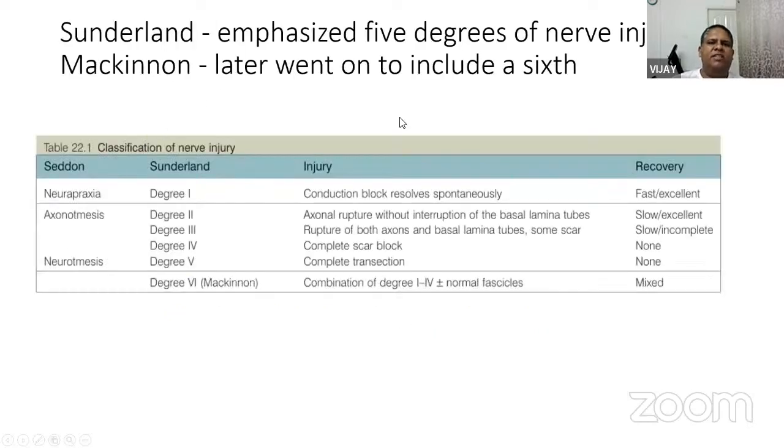Sunderland emphasized the 5 degrees of nerve injury, and Susan Mackinnon added a sixth one. So type 1 is the same in all: Seddon, Sunderland and Mackinnon, conduction block. In type 2, it is the axonal rupture without the interruption of the basal laminar tubes. In type 3, axons and the basal laminar tubes are ruptured and some scarring is there. Type 4 is complete scar block. Type 5 is complete transection. Type 6 is a combination of 1 to 4.